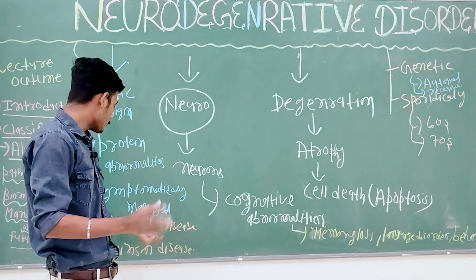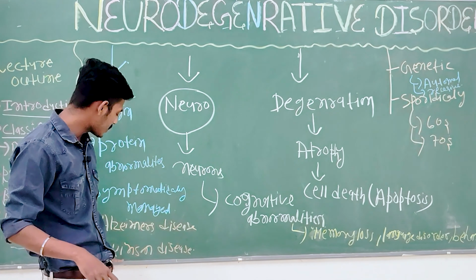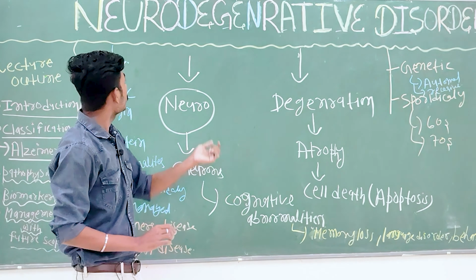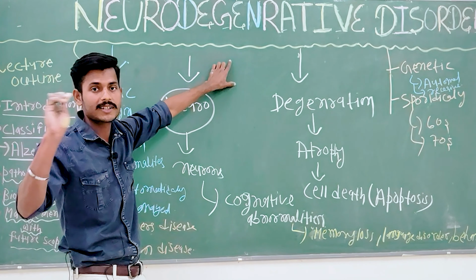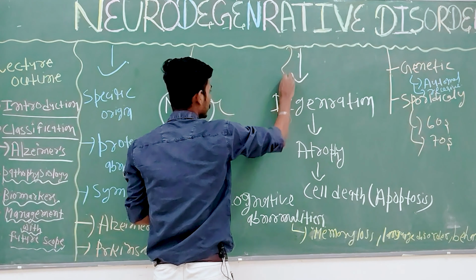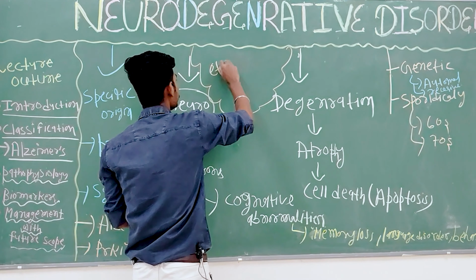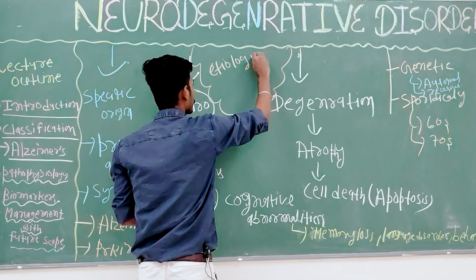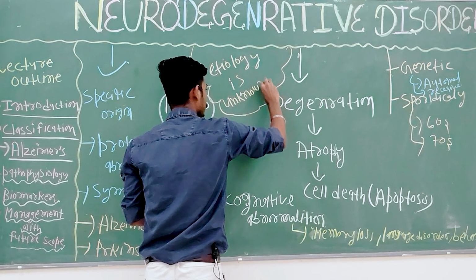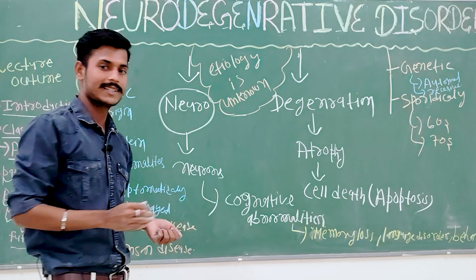But according to our syllabus, we will discuss two diseases. The first one is Alzheimer disease. Another one is Parkinson disease. Got it? No problem. Neurodegenerative disorders previously got one tag, one hallmark: the disease without etiology, where the etiology is unknown. Fine? Etiology means the cause. Got it? No problem. Now, let's move forward and discuss Alzheimer's in detail.